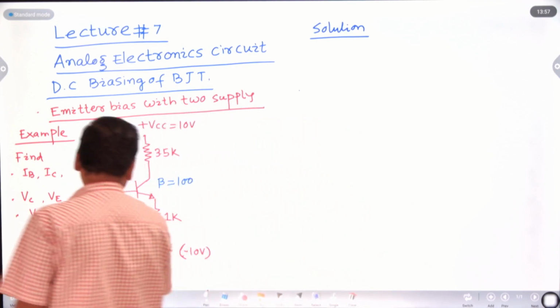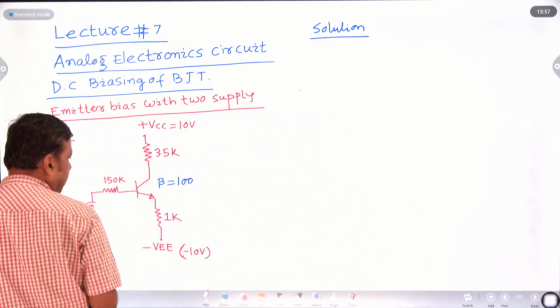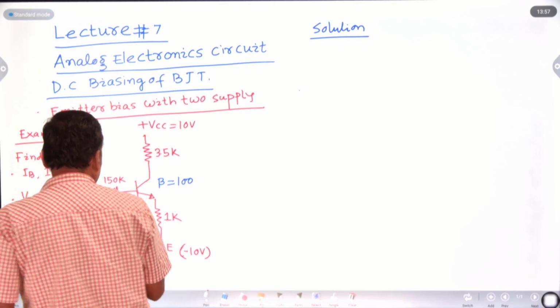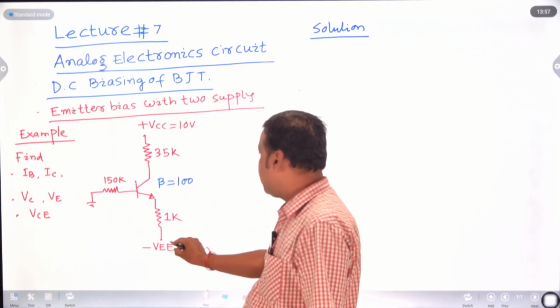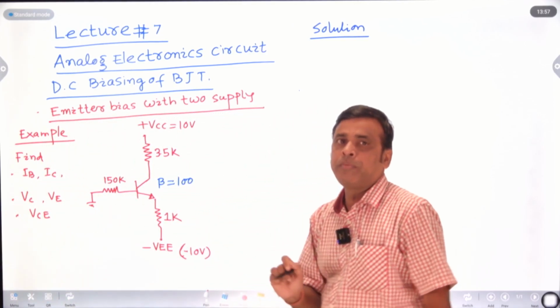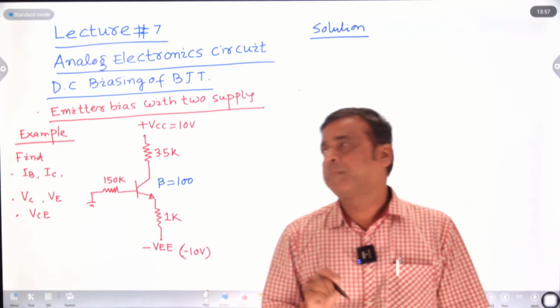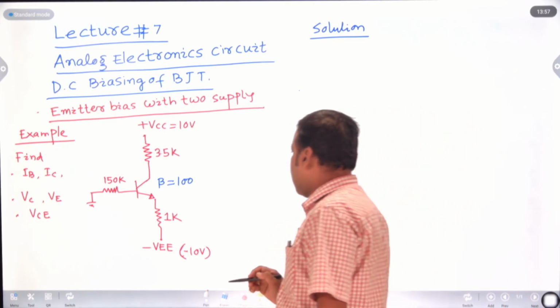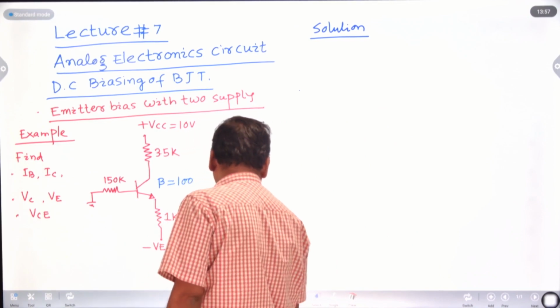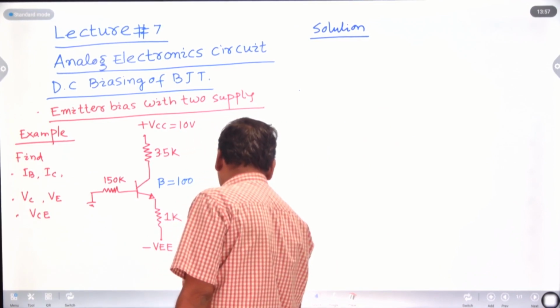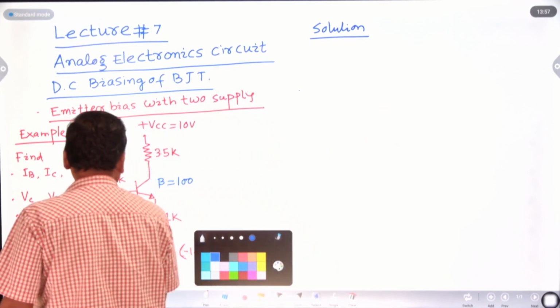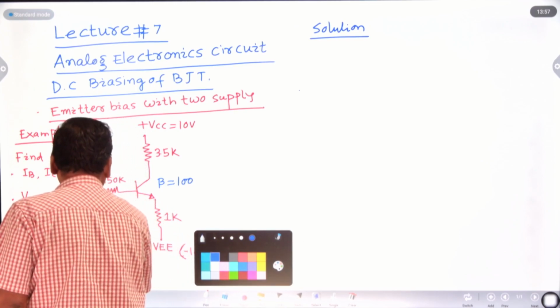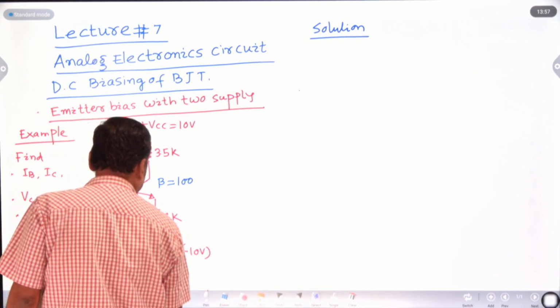Here there is an input loop, with minus VEE. How do we form a loop here? Already I told you, if you go from plus to minus, it is minus; if you go from minus to plus, it is plus. For your understanding, I just make a loop so it will be easy for you. Here, minus VEE is minus 10 volt.